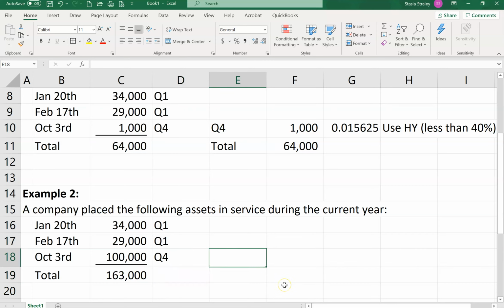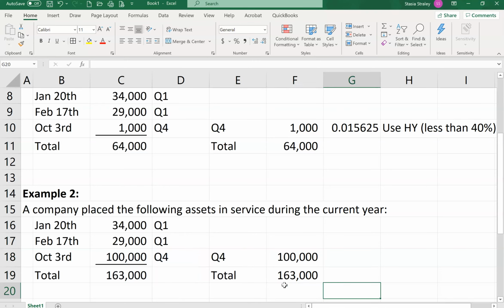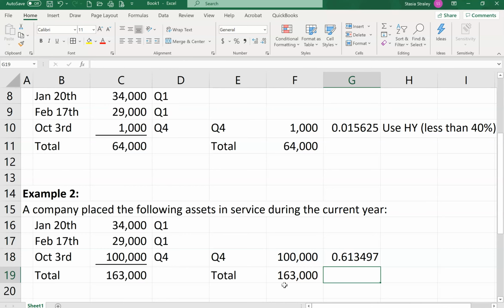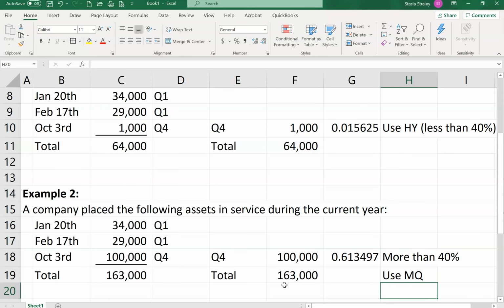So we're going to follow the same steps where we're going to take the quarter 4 assets and divide by the total. This time Q4 assets were $100,000. The total assets were $163,000. So again, you're just going to do that math where you take the Q4 and divide by total. This time it gives us 61%. So because this is more than 40%, we're going to use the mid-quarter convention.